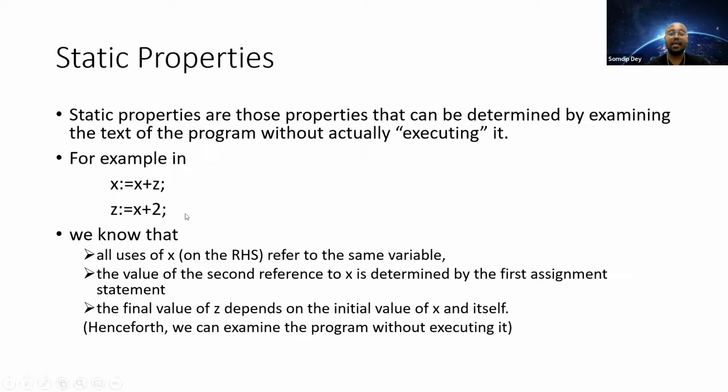Now, the final value of z depends on the initial value of x and itself. So henceforth, here, if you are given these two lines of code, you can examine the program without even having to execute it. And you will know that these two lines of code will execute without any issue. So there won't be any semantic error if you have these two lines of code. And because you didn't have to execute it to understand whether an error, like a semantic error, might happen or not, this type is called static property or static semantic analysis.